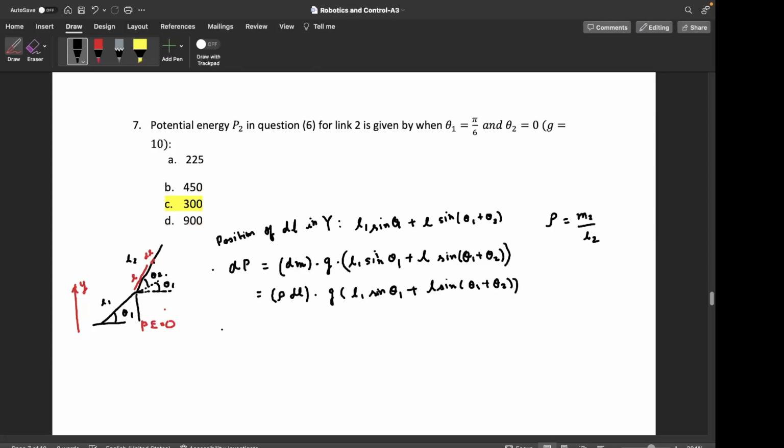Now to find the potential energy of the entire link, we have to integrate this from 0 to L2, right? That's the length of this link, right? So we have to do a definite integration of dp from 0 to L2. So let's compute this integral.